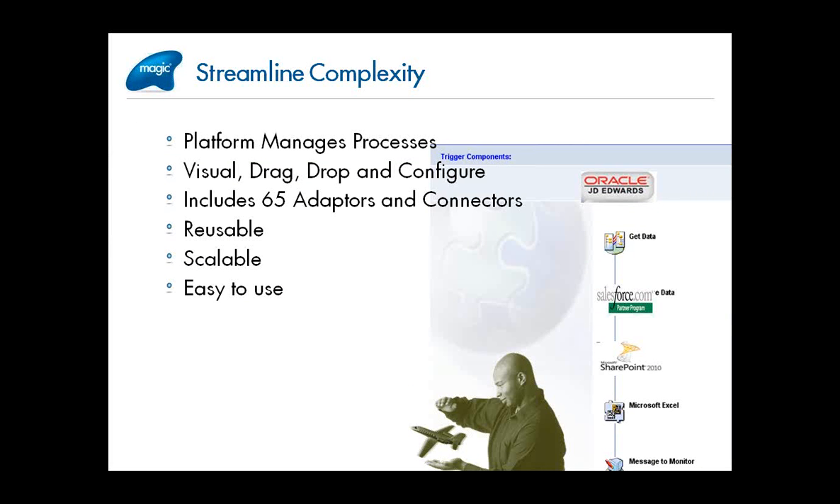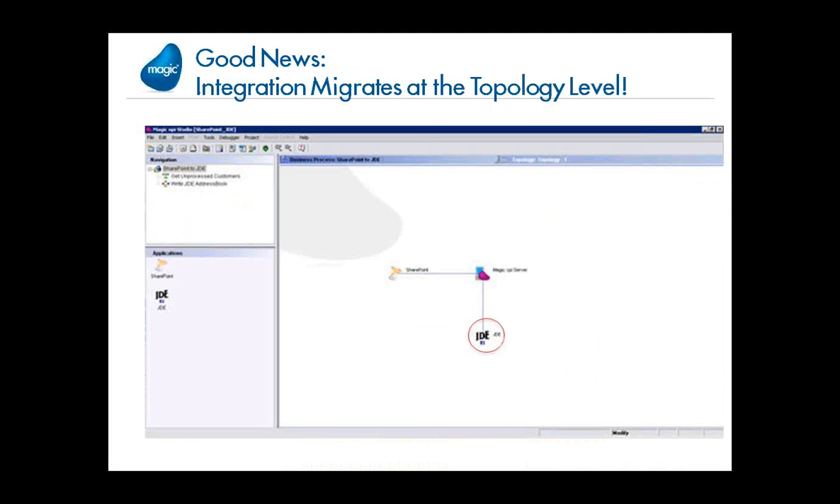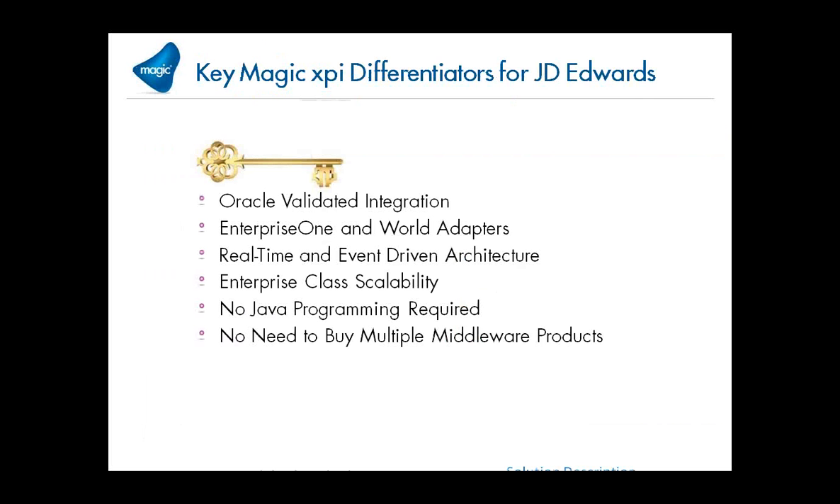With Magic XPI Integration Platform 4.0, scalability has been brought to a new level with the use of in-memory data grid architecture. We'll be talking more in depth in other Magic webinars about that, and ease of use, of course, remains very, very important. So that's done through things like data mapping, which Ryan is going to show us, and the ability to monitor. And the good news about integration is that integration migrates at the topology level. So you simply point to the new system, the upgraded system, and your integration keeps working.